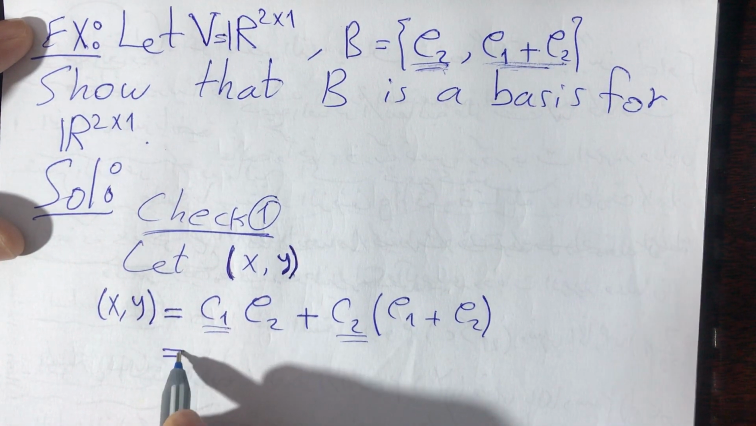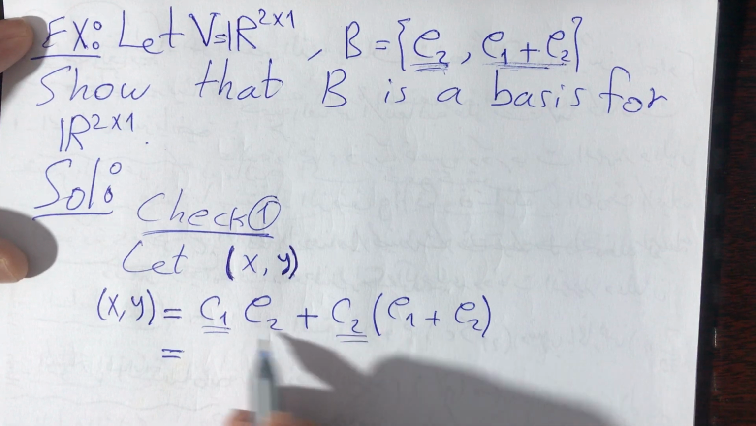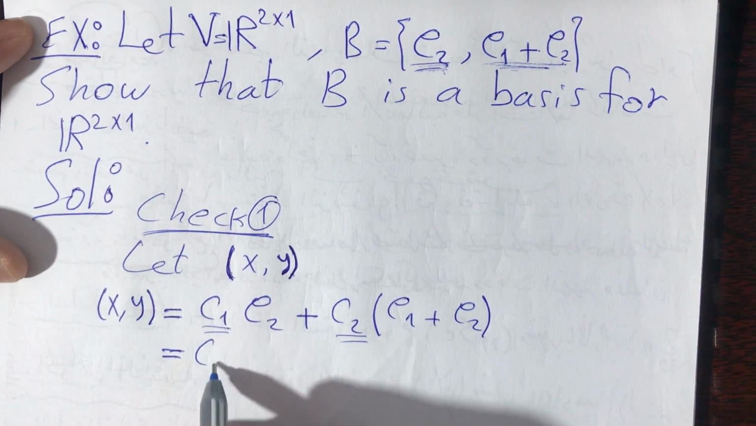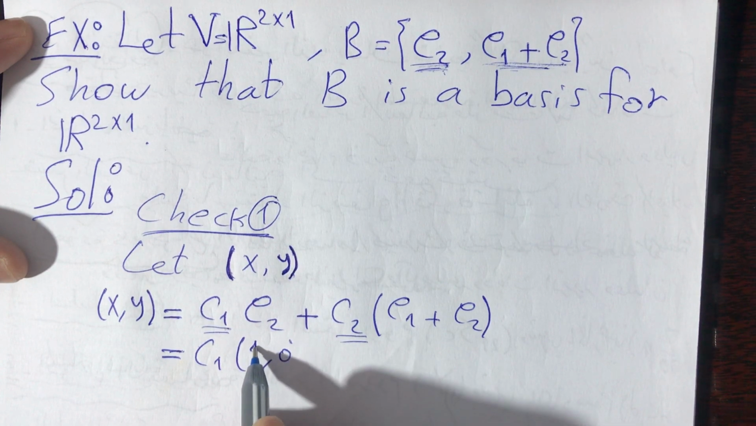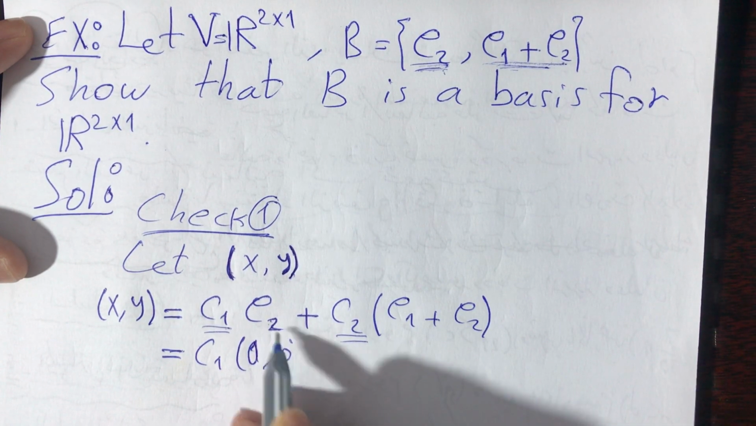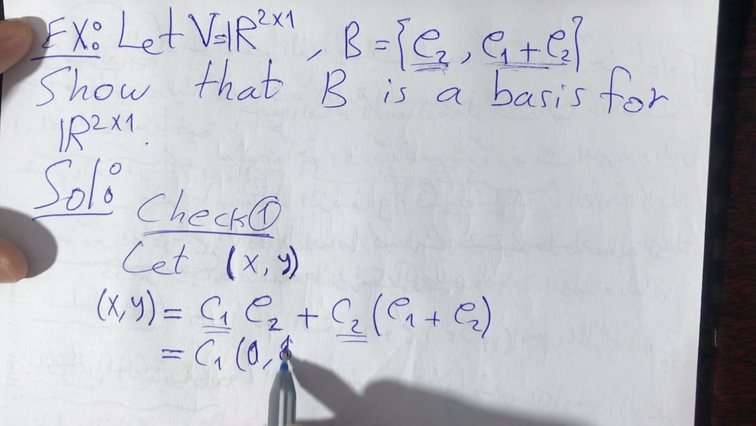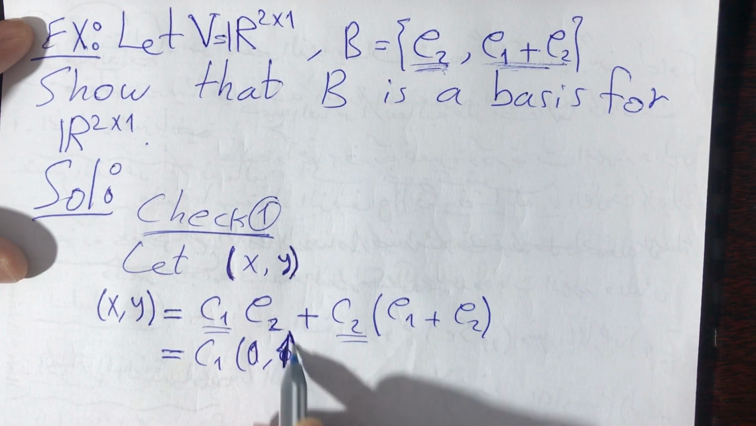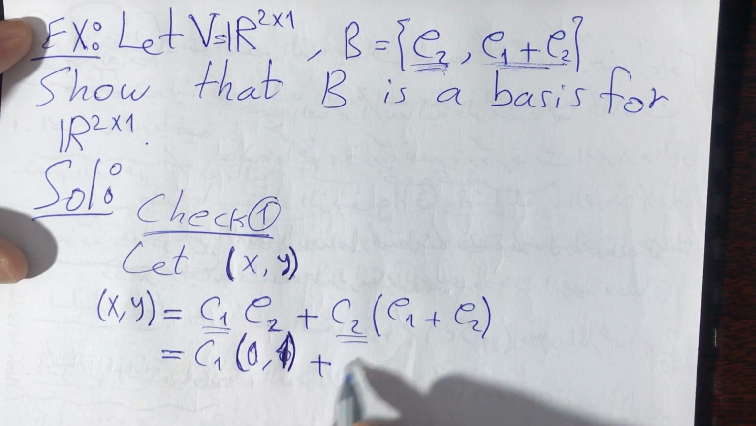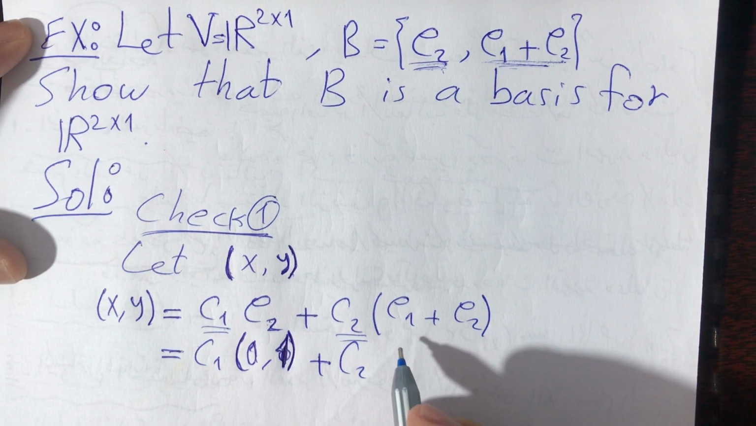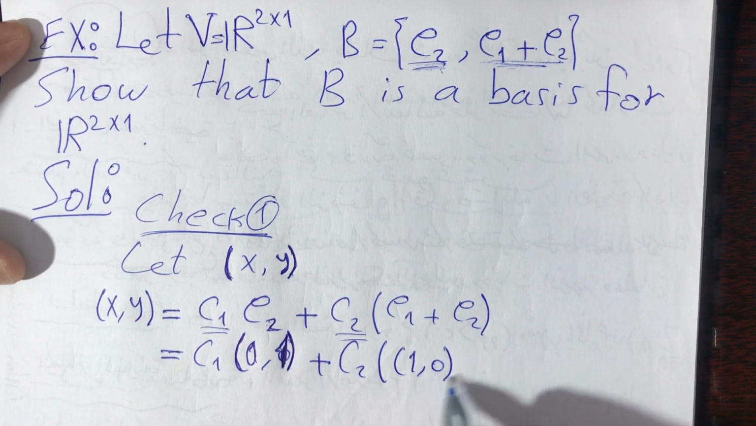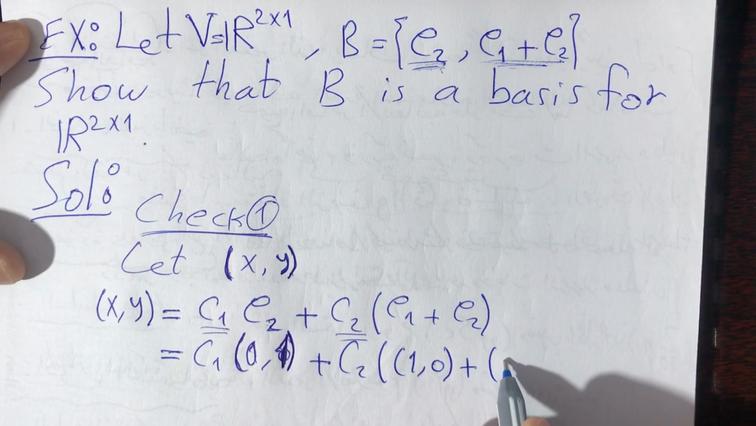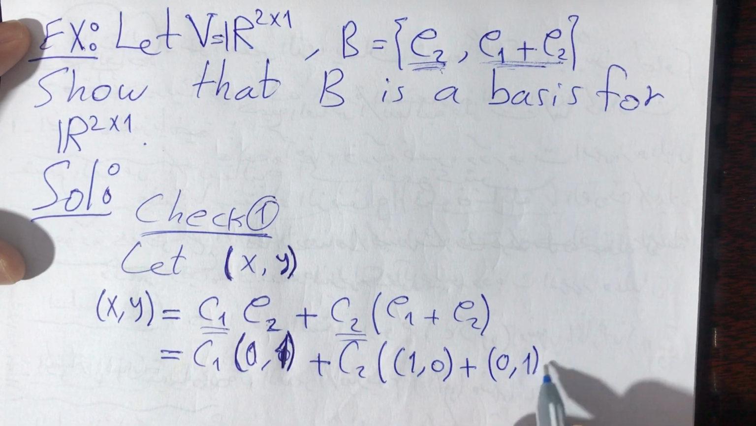Now make this, substitute here C1 and here (1, 0). Sorry, this is (0, 1). This is E2, E2 is (0, 1), plus C2. This is E1 (1, 0) plus E2, which will be (0, 1).